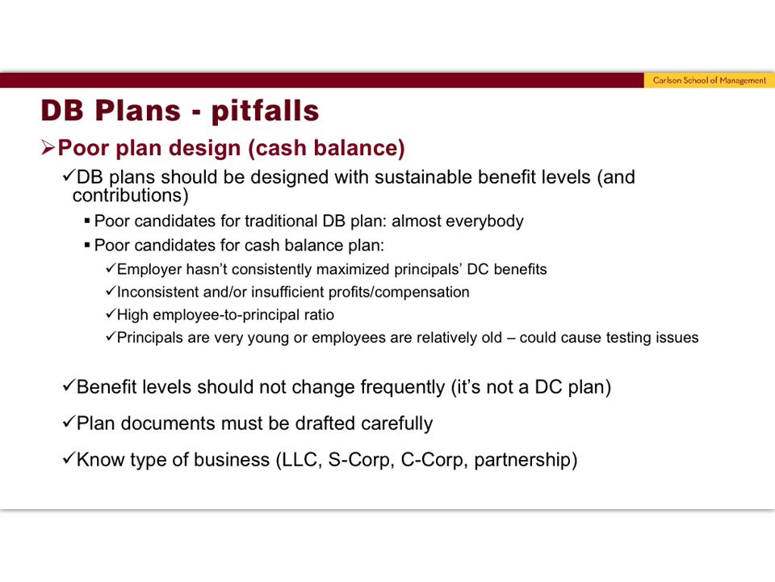These include employers who haven't consistently maximized the DC benefits for their principals and owners. If they can't afford to maximize DC benefits, then it's unlikely they'll be able to afford the much larger DB benefits too. Employers with inconsistent or insufficient profits are also poor choices for a cash balance plan because these types of plans generally require a stable earnings stream to pay for the benefit costs.